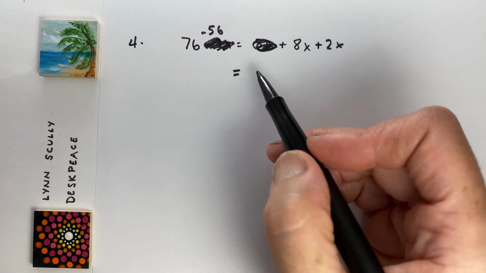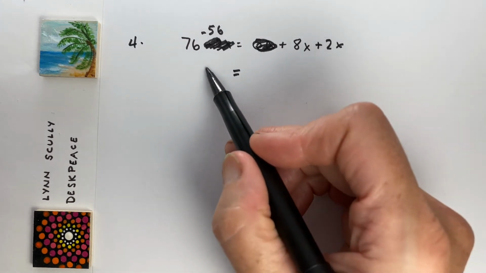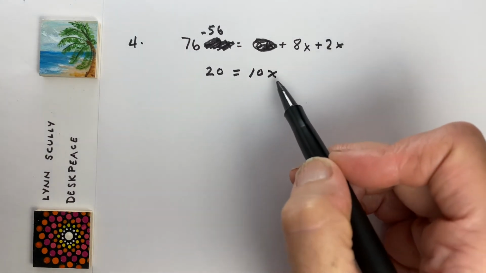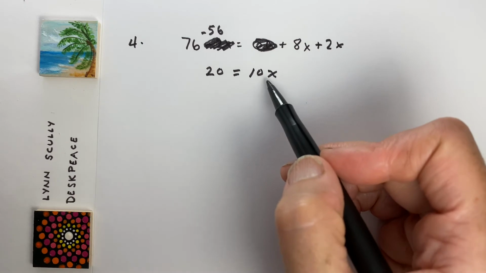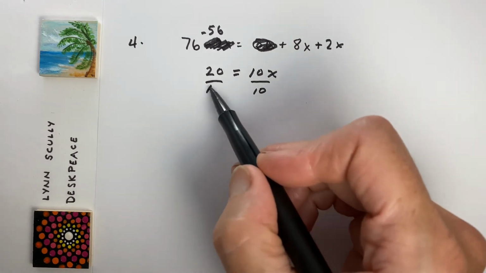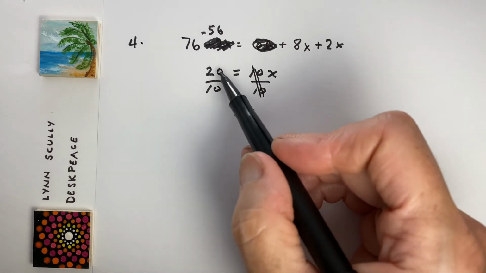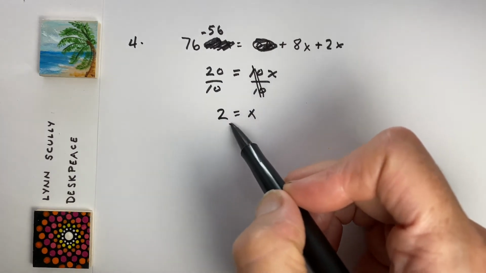Now I can clean this up. 76 minus 56 is 20. 8x plus 2x is 10x. Get the x alone. 10 is attached by multiplication, move it by division to the other side of the equal sign. And I get x is 20 divided by 10 is 2.